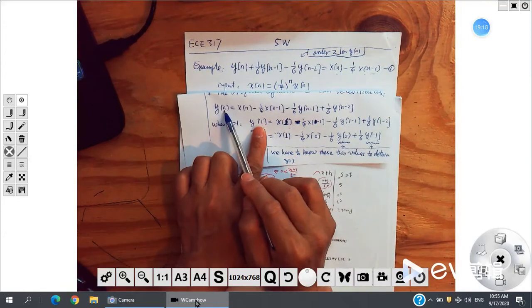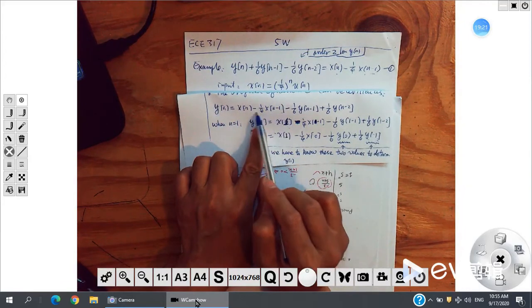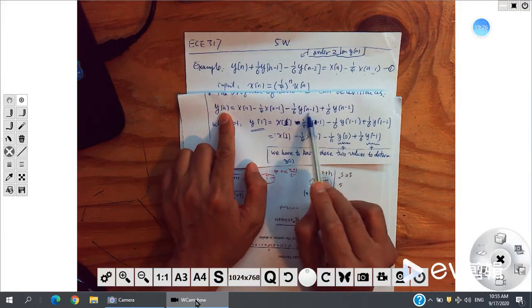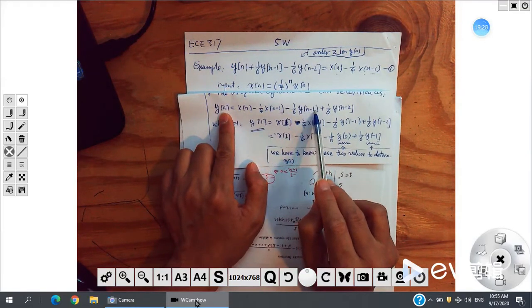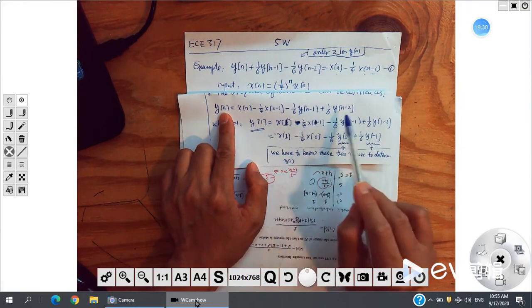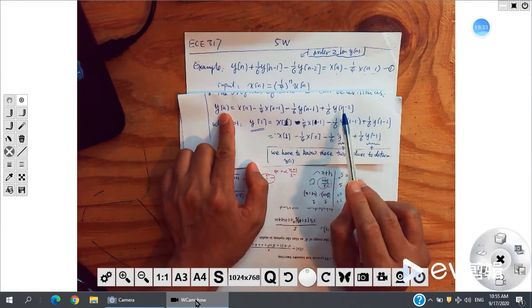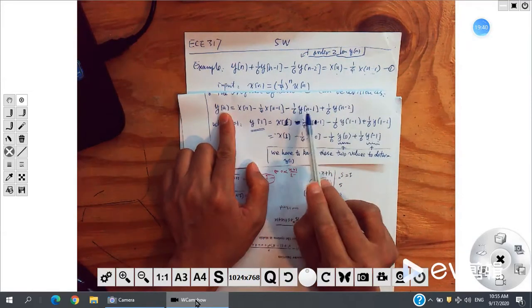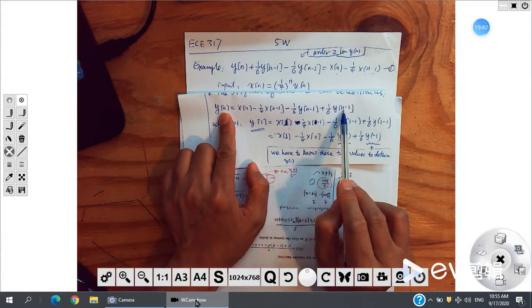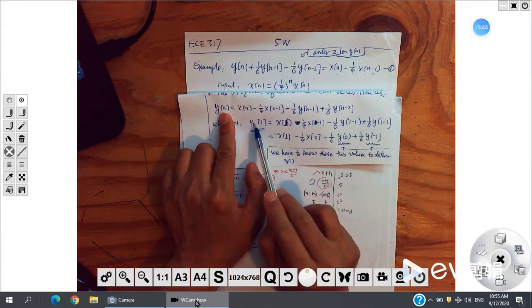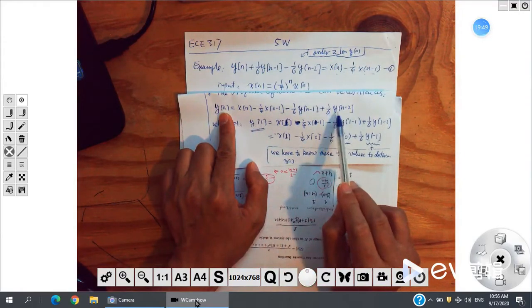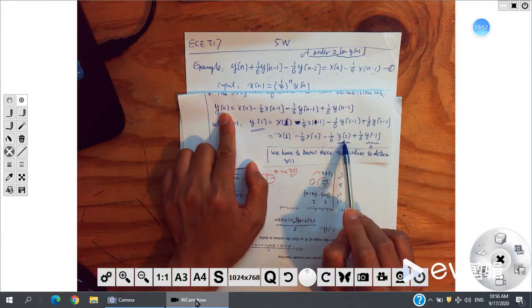Y of 2 will equal to some value from x, and here n is 2. Here will be y of 2 minus 1, y of 1. And here is y of n minus 2, 2 minus 2 is 0, y of 0. So y of 2 will depend on y of 1 and y of 0. Y of 1 is calculated here, and y of 0 is given. So we can have y of 2.